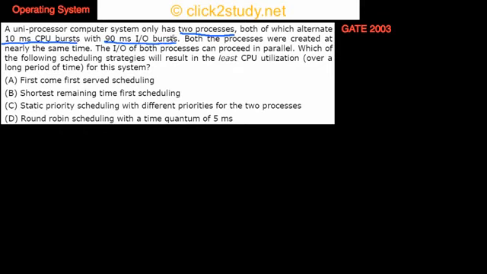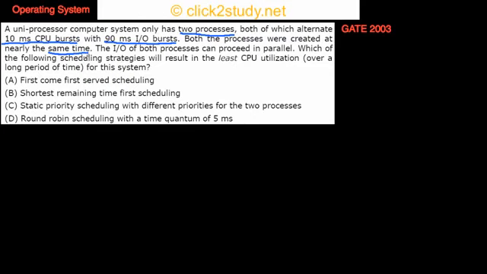So what's happening is that for both of these processes, for 10 milliseconds the process will run on the CPU, and for the next 90 milliseconds the process does IO, input output. Both the processes were created at nearly the same time, so both start at the same time. The IO of both processes can proceed in parallel. For the CPU it cannot be parallel because there is only one CPU, but IO can run in parallel.